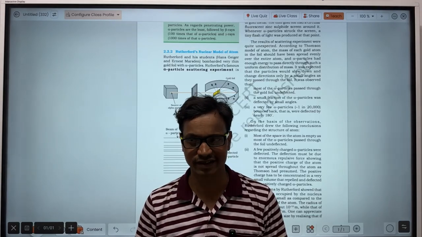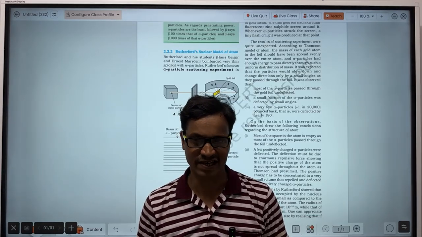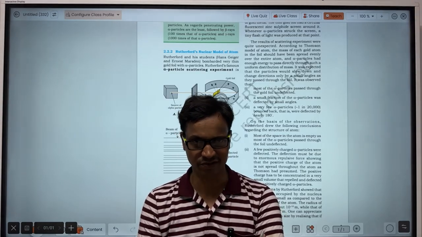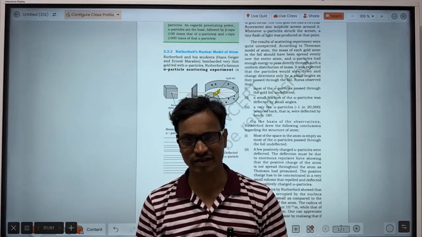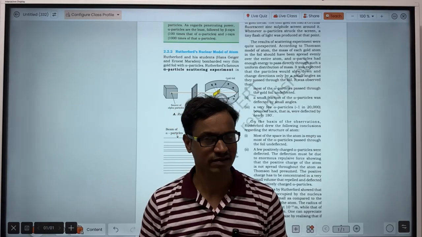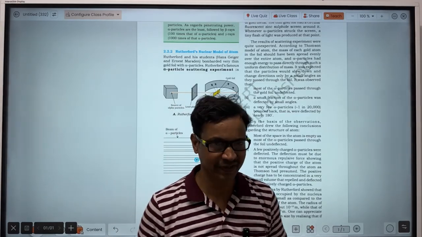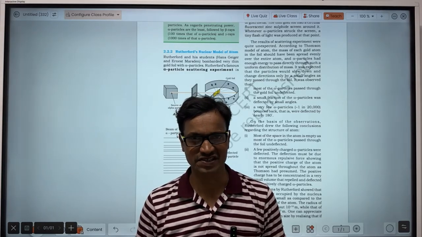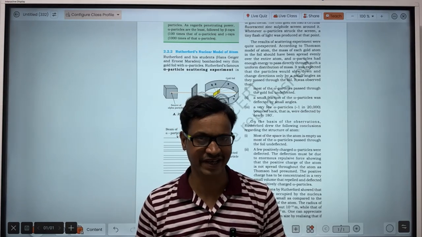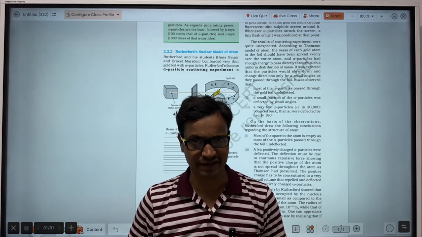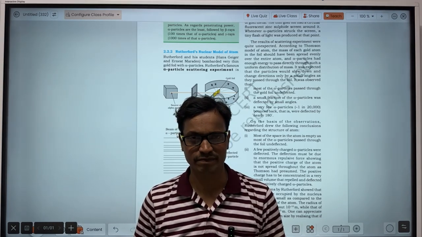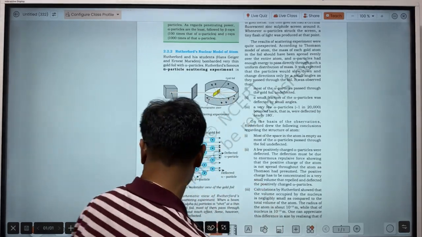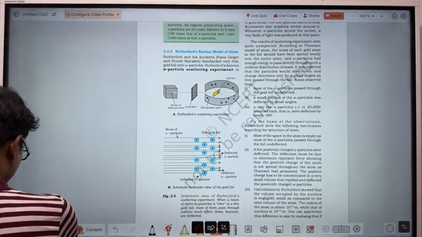In atomic models, the last model which is accepted till now is the quantum mechanical model. About that we will discuss after solving the in-text questions of this chapter and the other theories which we require to study the quantum mechanical model of the atom. So first of all, let's see this question.